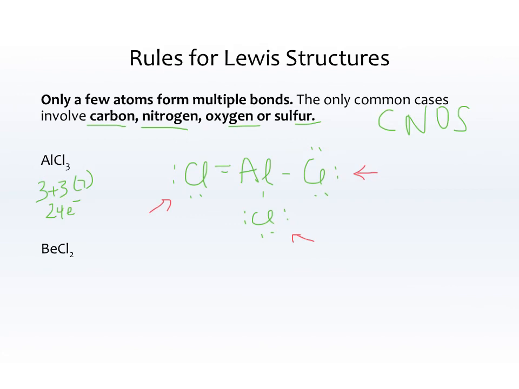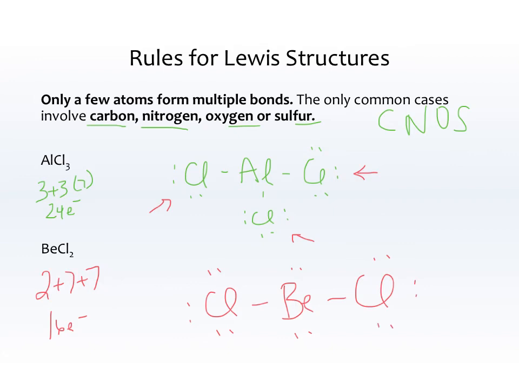Oh wait, remember at the beginning, group 13 does not need an octet. We did not need to initially give aluminum that lone pair, because aluminum does not have to have an octet. So once you get there and you have too many, instead of giving aluminum a double bond, just take away those electrons that don't need to be there in the first place. So if we have BeCl2, that's 2 plus 7 plus 7, which is 16 electrons. Be in the center, Cl, Cl, give everyone an octet.